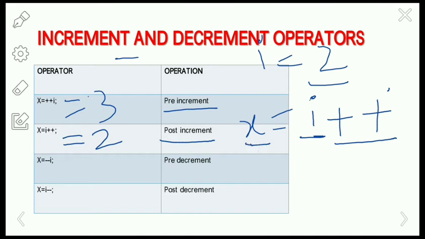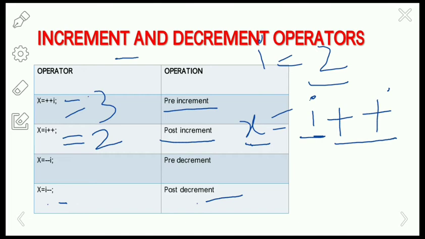So next are the pre-decrement and post-decrement operations. In the pre-decrement operator, we first decrement the value and then substitute its value in the expression, whereas in the post-decrement, we first substitute the value of the variable in the expression and then decrement the variable by 1.